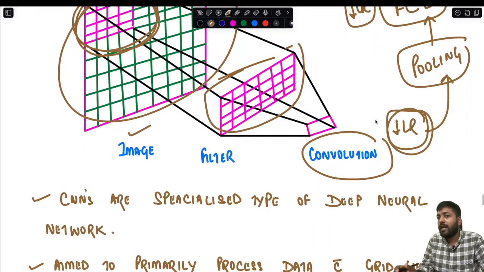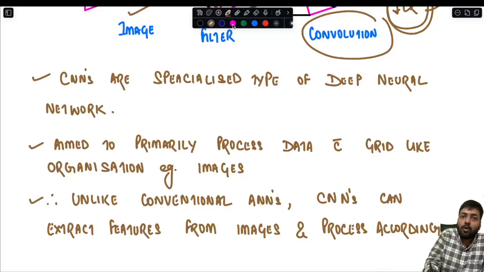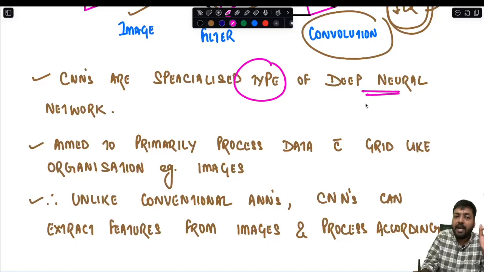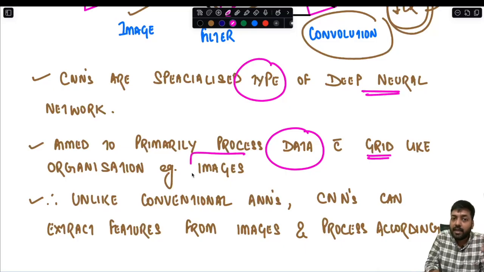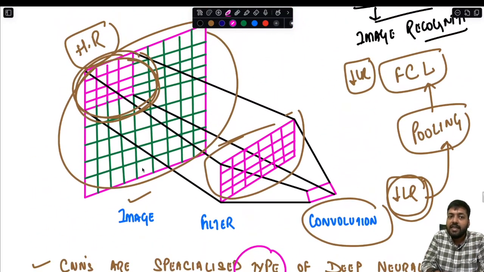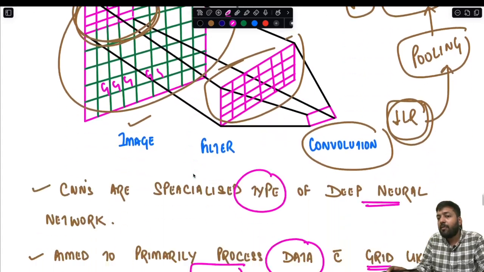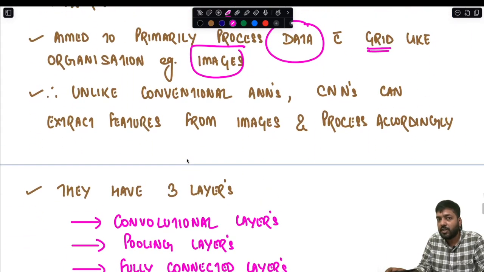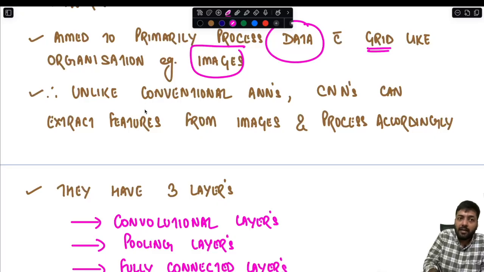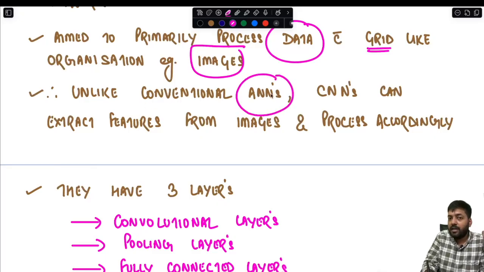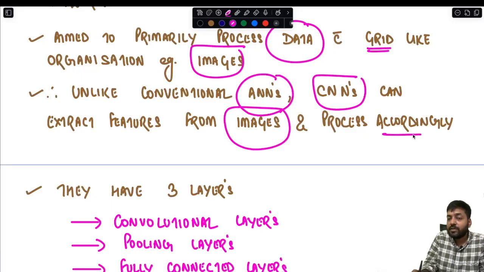I will now read what I have explained. Convolutional neural networks are a specialized type of deep neural network, aimed primarily at processing data with grid-like organization, for example images. Images can be broken down into multiple grids. Whenever you are processing such grid-like information, the CNN type of architecture is very good. Therefore, unlike conventional artificial neural networks, CNNs can extract features from images and process them accordingly.